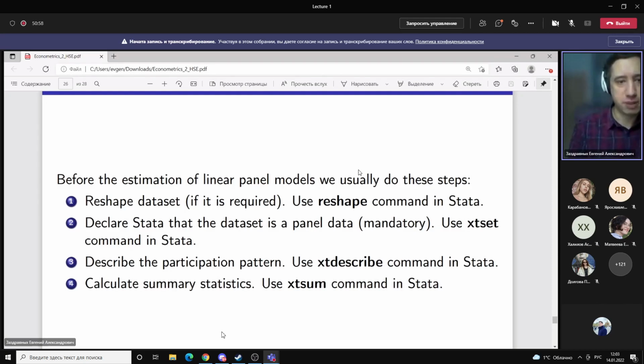You should create a panel. We will speak about reshaping the dataset not today. I think that today we don't have, no, we have time.